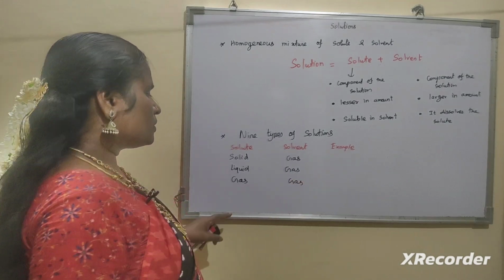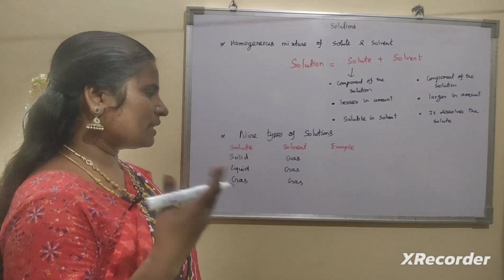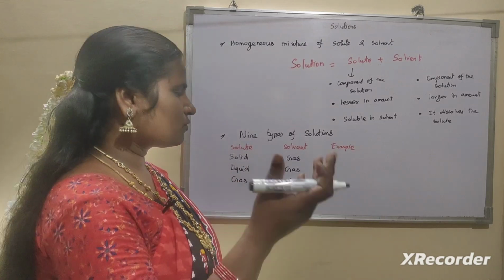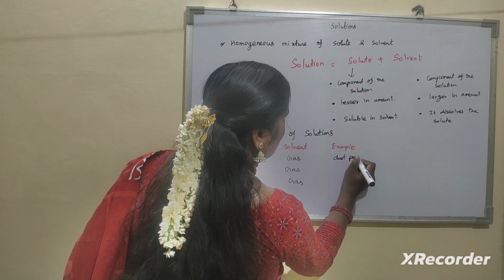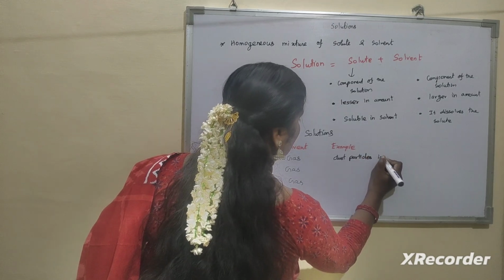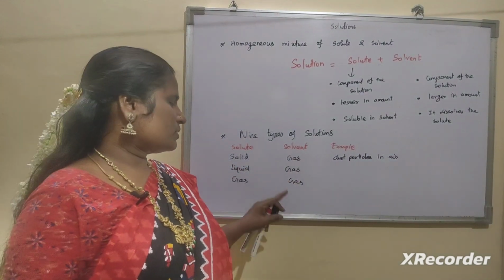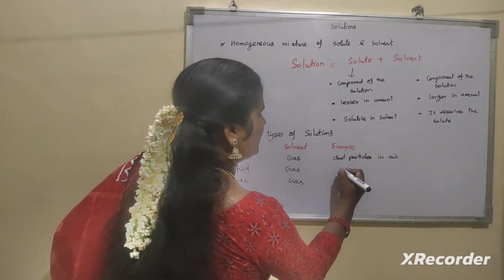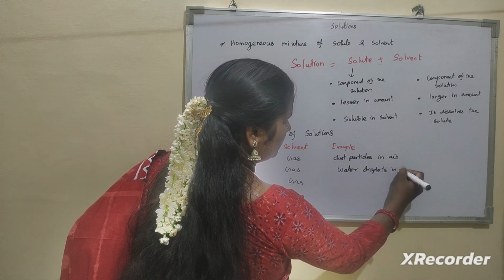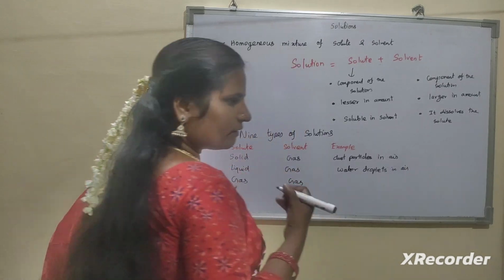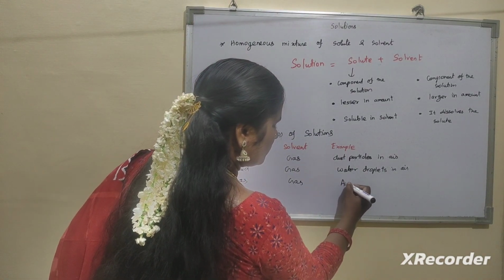Solid and gas means solid particles are smaller in amount and the gaseous part is larger in amount. In air we can see a lot of dust particles floating, or solid aerosols. Dust or smoke particles in air are the solute, and air is the solvent. Liquid in gas, for example moisture: water droplets in air, which we call moisture, or liquid aerosols.